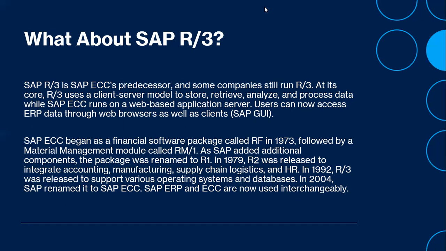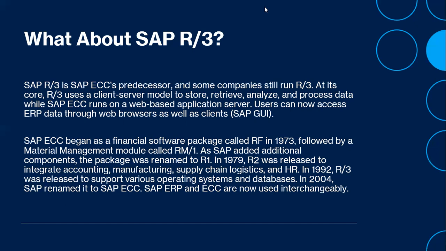Basically, before ECC, R3 was in existence, and you also understand that SAP has evolved over the years, and we will see how that evolution happened. So ECC began as a financial software package called RF in 1973, followed by modules that came up. After the finance module, we had the materials management module, which was called RM1. As SAP added additional components, the package was renamed to R1.